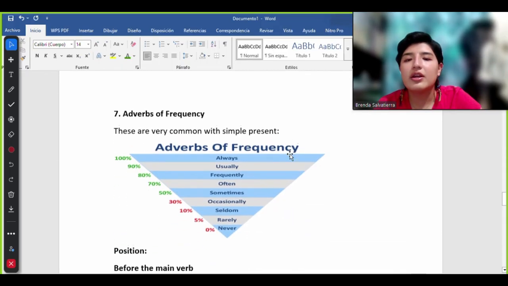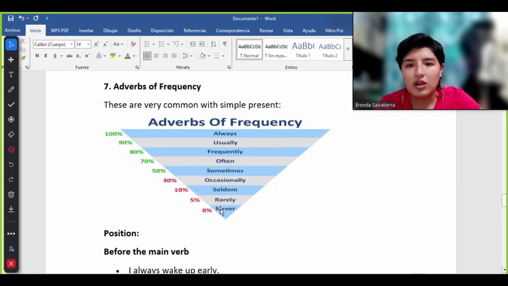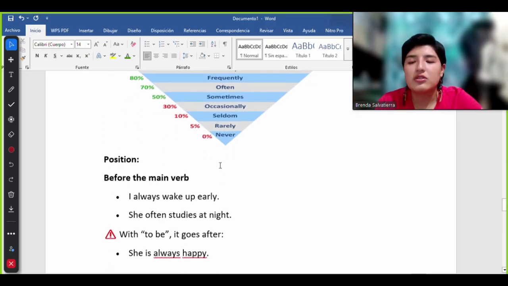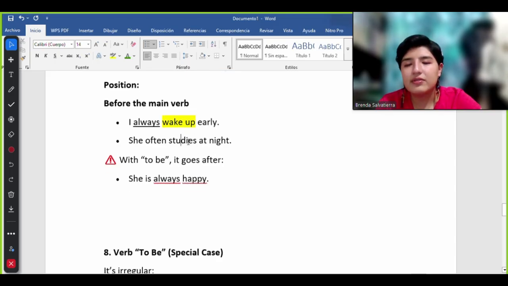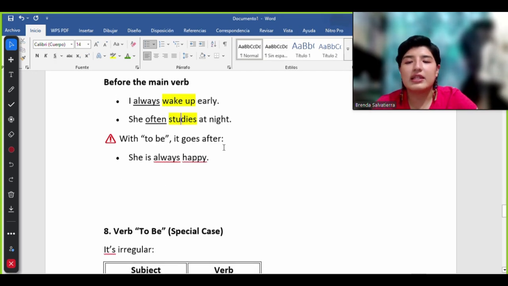Okay. Adverbs of frequency. We have never, which is 0%, and then we go up to rarely, representing 5%, seldom, occasionally, sometimes, often, frequently, usually, always, okay? So the position of these adverbs of frequency goes before the main verb. For example, here the main verb is wake up, okay? I always wake up early. She often studies at night. This is the main verb. The adverb of frequency goes before the main verb. She often studies at night.